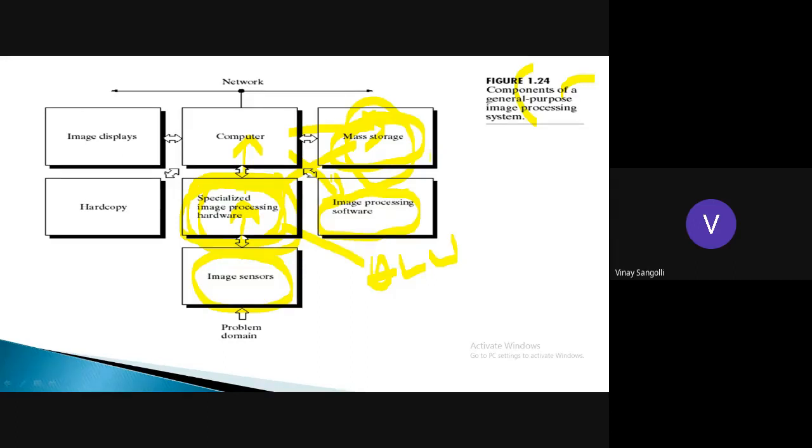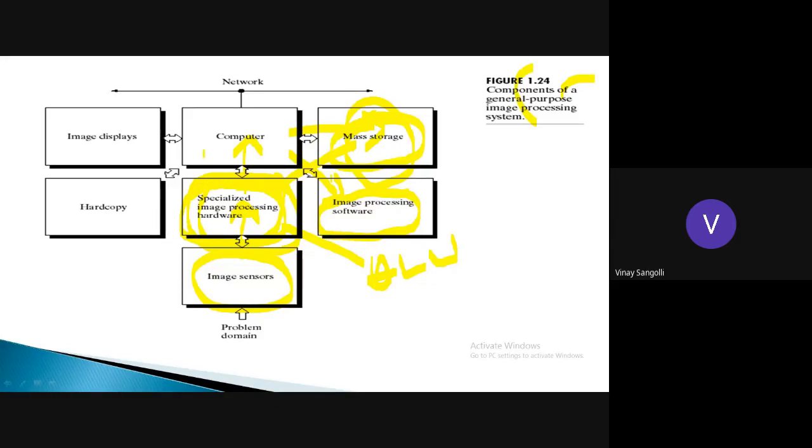Now, one very important thing which helps in storage is compression. If you are able to compress the image, then you can save a lot of storage in the system. Okay. Now, we have finished the computer and the mass storage.